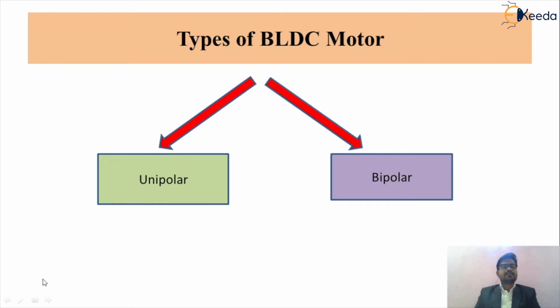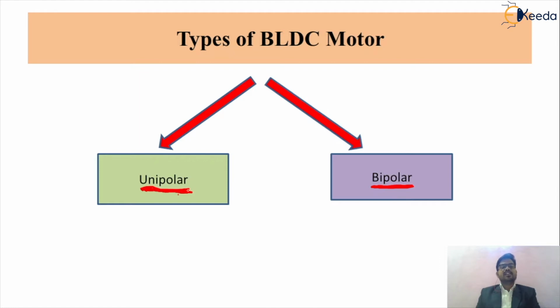So friends, we can start with the next point, that is types of BLDC motor. Basically, BLDC motors are classified into two types. The first type is called the unipolar BLDC motor, and the second type is called the bipolar BLDC motor. What is the difference between them? Unipolar BLDC motor is used for power ratings up to 100 watts, and if the power ratings are more, then we prefer the bipolar BLDC motor.